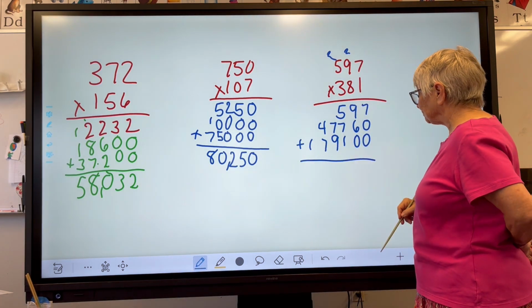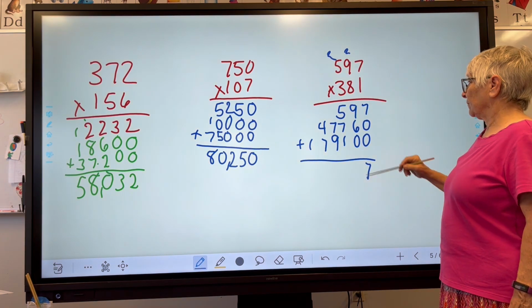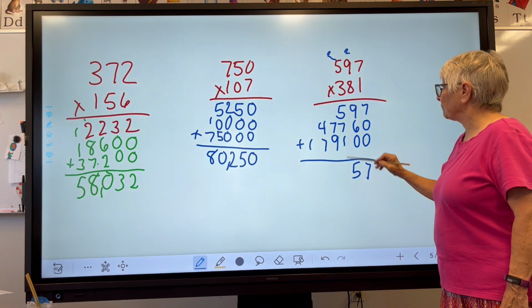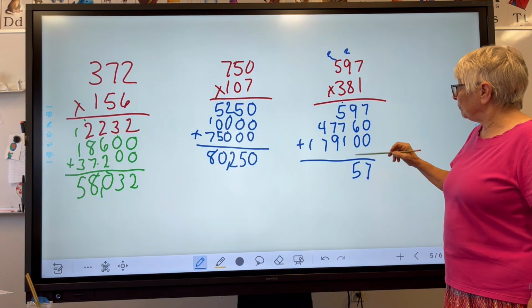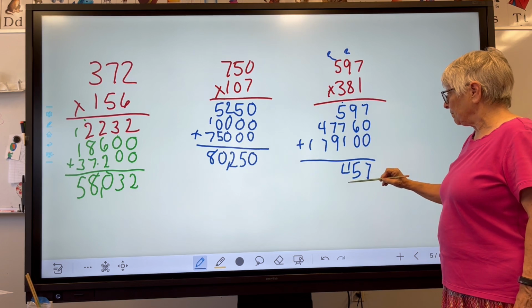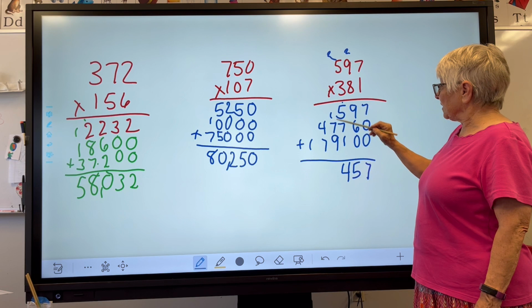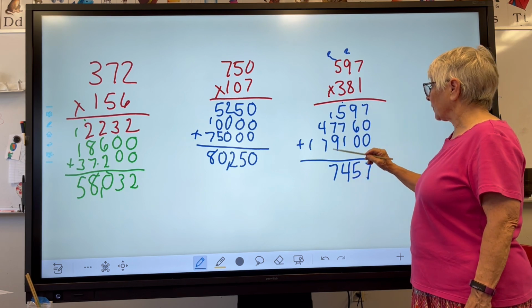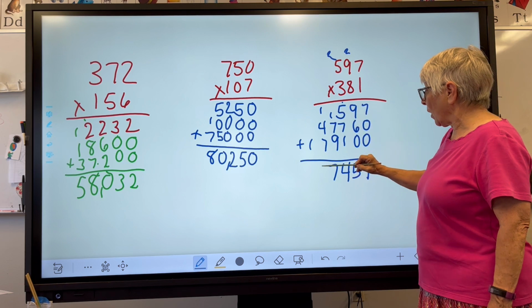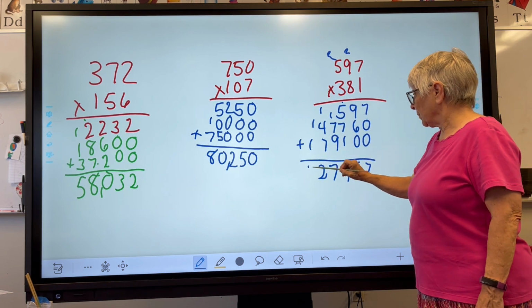And we add. 7, 2 zeros, 7. 9 and 6 is 15. That's a 1. 5 and 1 is 6 and 7 is 13, 14. 9 and 7 is 16, 17. 7 and 4 is 11, 12. And 1 and 1 is 2.